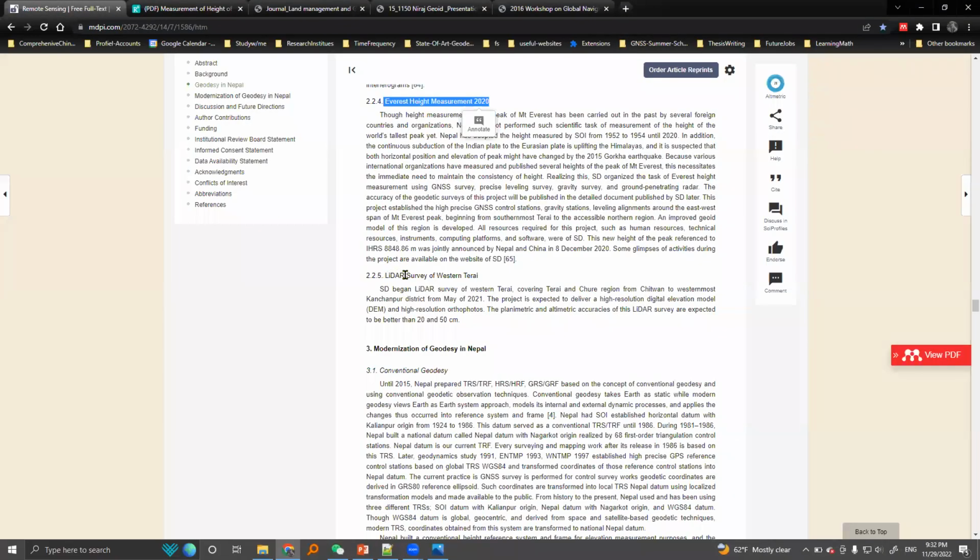In recent times, a surface gravity survey in relative gravity survey mode was carried out in Western Tarai for LiDAR survey purposes. So these are the gravity measurement activities that took place in Nepal, whether absolute gravity measurement or relative gravity measurement.